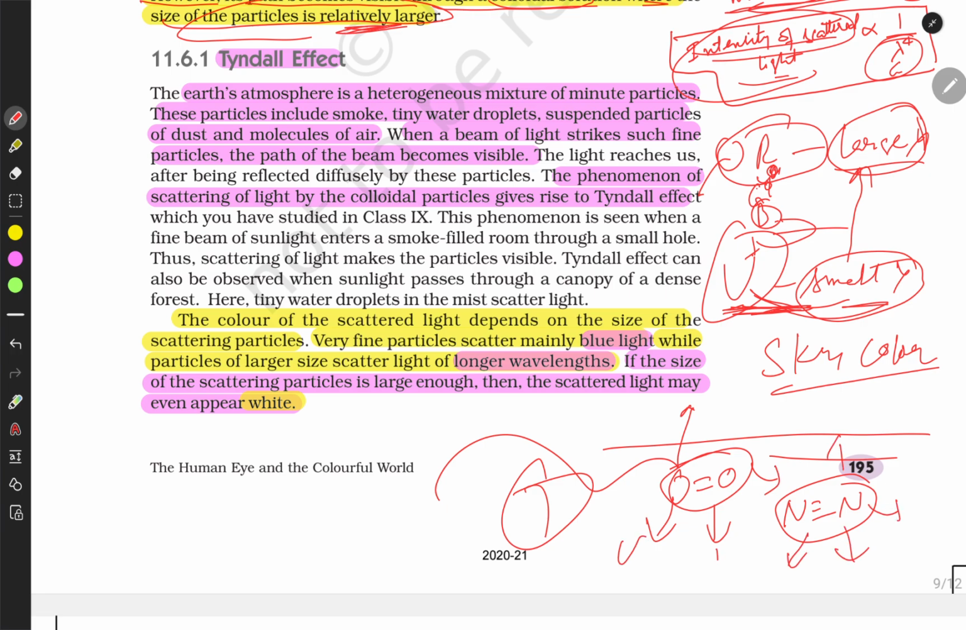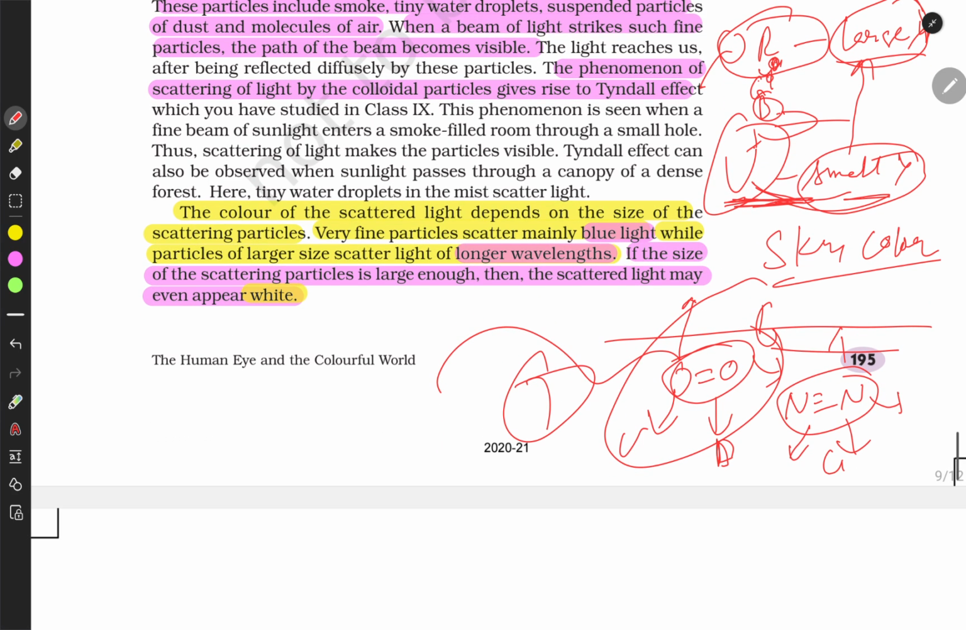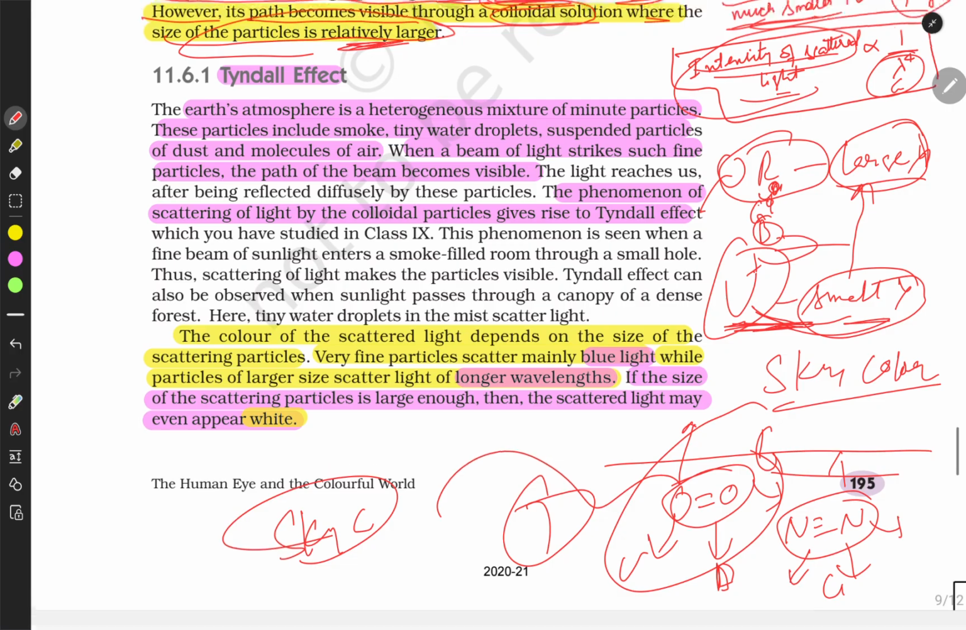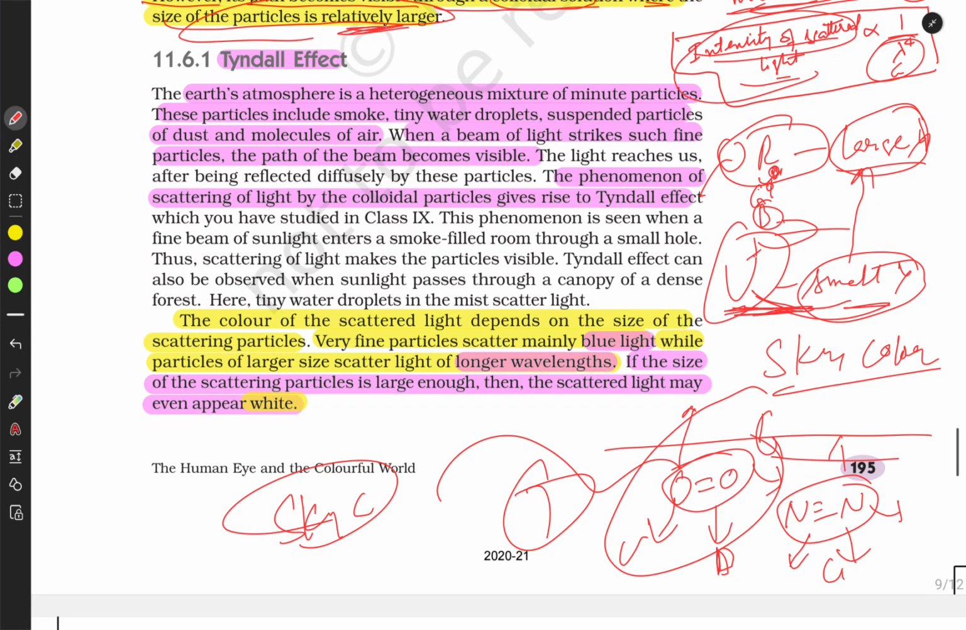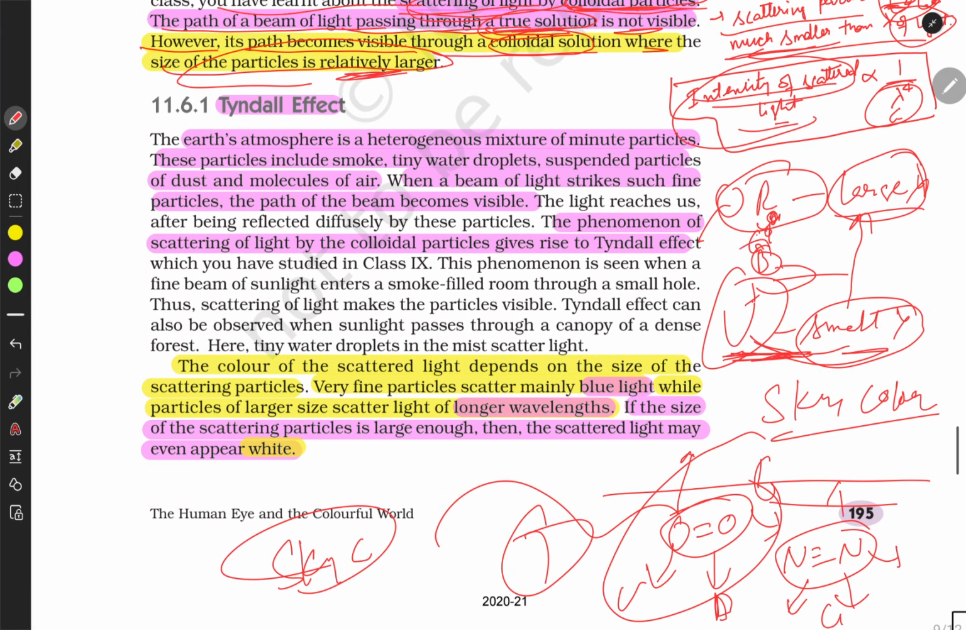These are violet, blue, green. So a mixture of these violet, blue and green gives us the sky color. This is how our atmosphere appears. Not actual blue, but a mixture of these major lights.